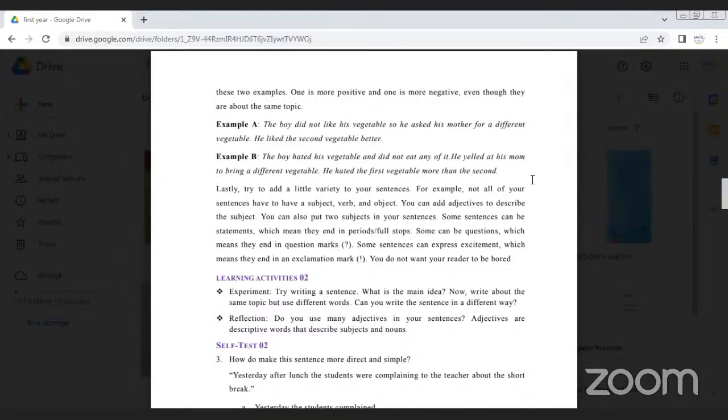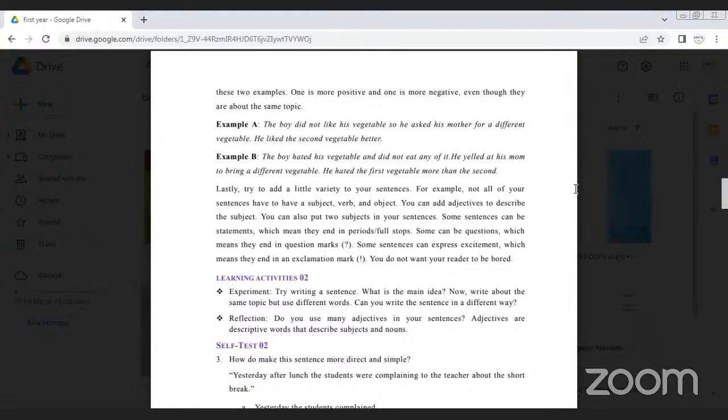Lastly, try to add a little variety to your sentences. For example, not all of your sentences have to have a subject, verb, and object, and you can add adjectives to describe the subject.